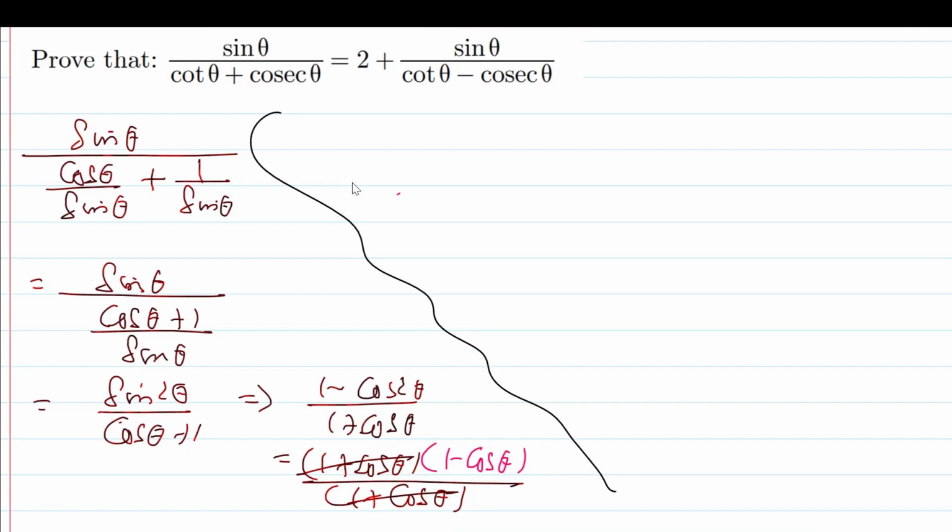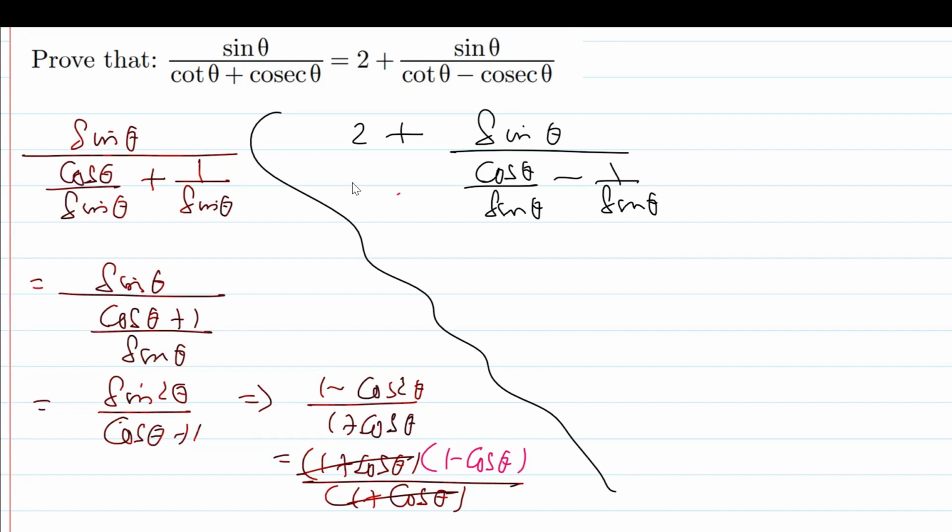Now I'll do the RHS on this side. On the RHS, we have 2 plus sin theta, and I can write cot as what? Cos theta over sin theta. And same way, it is 1 minus cosec theta. This is 2 plus, if I take LCM, same way I can write directly as you have seen in the working. So sin theta on taking LCM will be multiplied with sine. So it's sin square theta, and this is cos theta minus 1. This is 2. So this is equal to what?